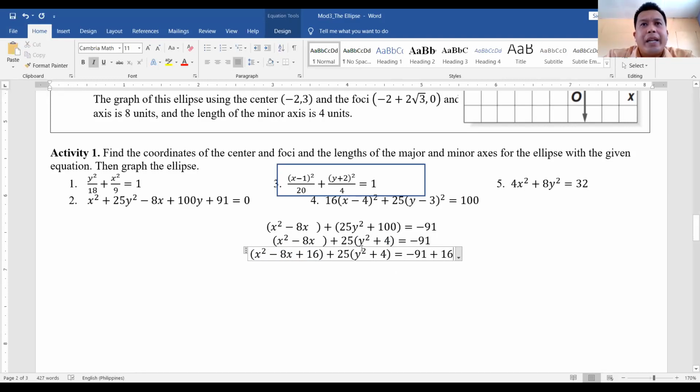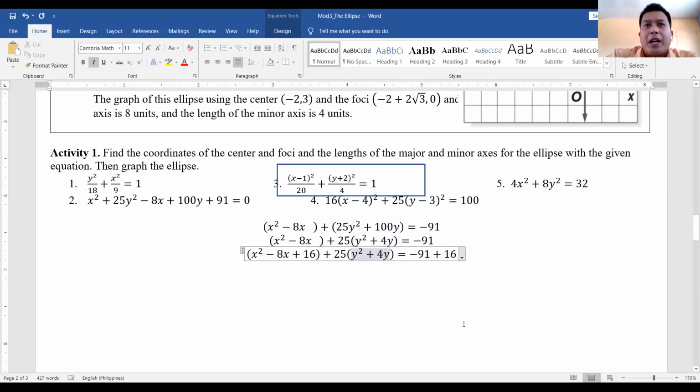And then, wait, it lacks the y. It should be y. So let's complete the square on the variable y. So 4 divided by 2 is 2. 2 squared is 4. So this is plus 4. And on the other side, this will become plus 4 times 25.